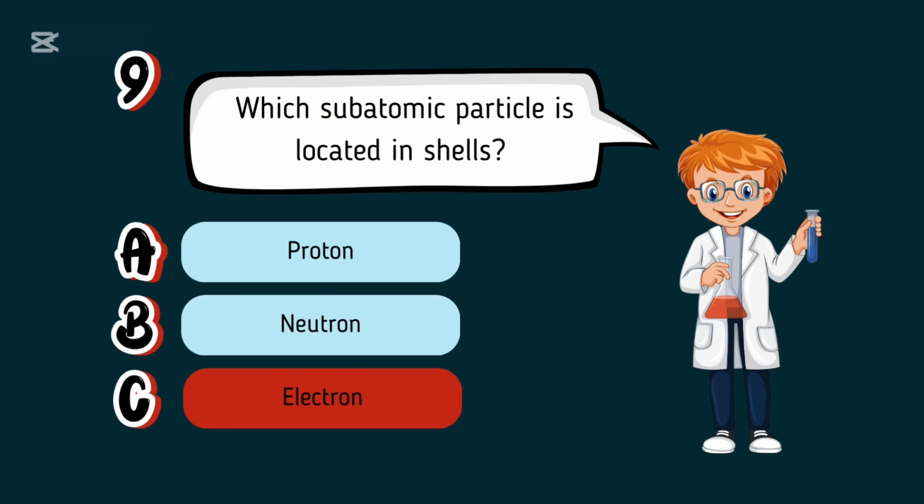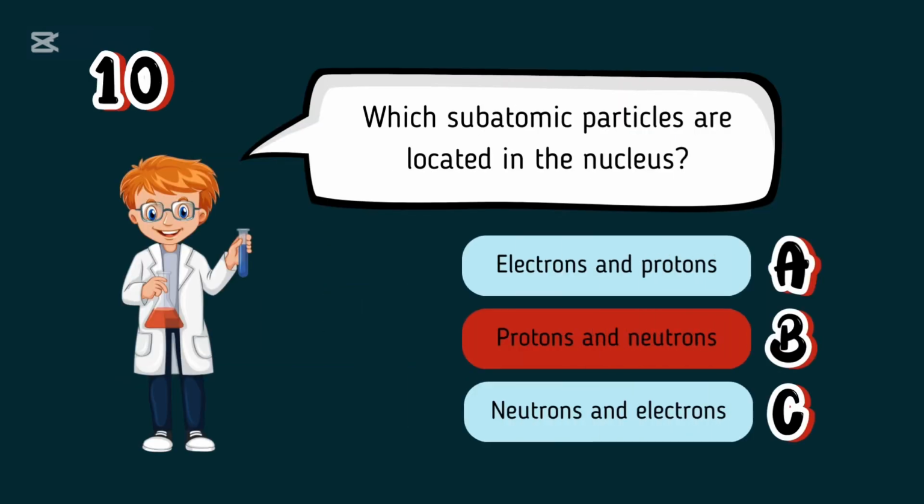The subatomic particle located in shells is electrons. The subatomic particles located in the nucleus are protons and neutrons.